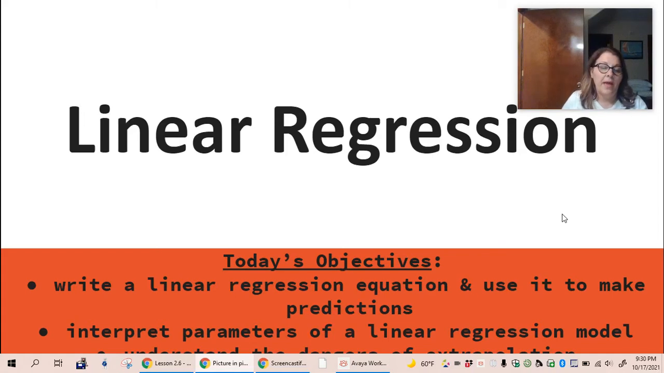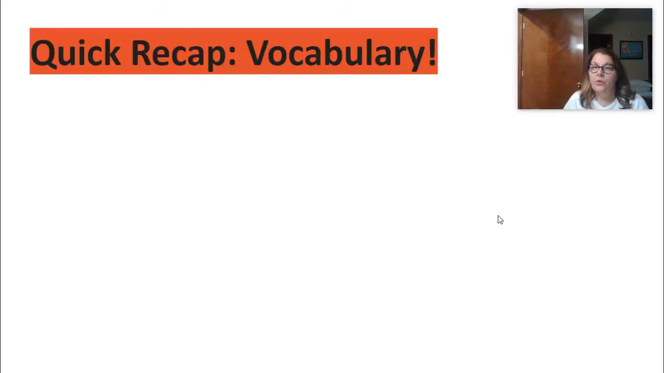Hello and welcome back. This is lesson 2.6 on linear regression. Today we're going to learn how to write a linear regression equation and use it to make predictions. We're also going to interpret the parameters of a linear regression model and understand the dangers of extrapolation. Okay, so let's do a quick recap of some vocabulary.